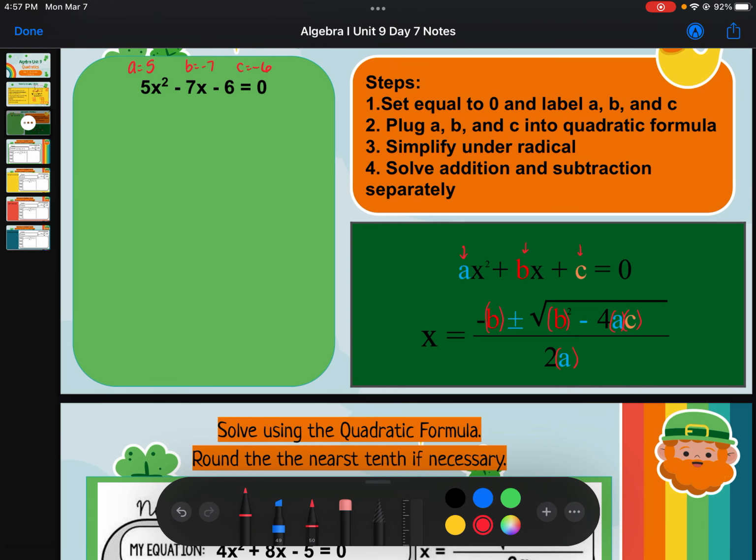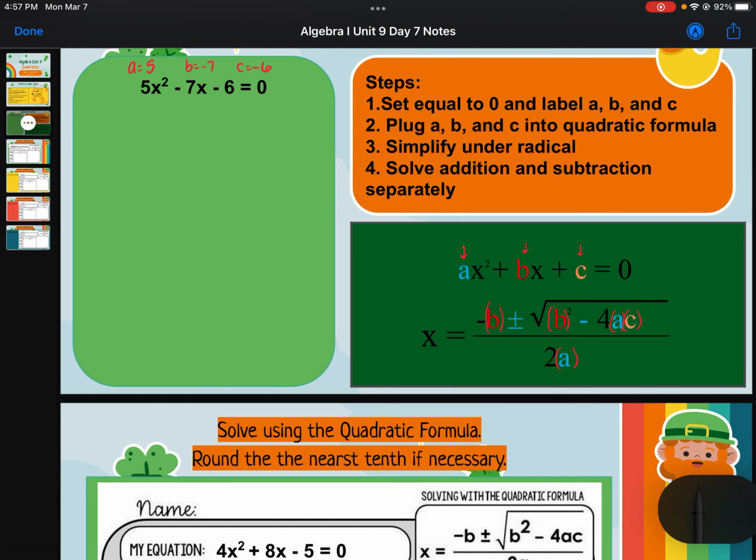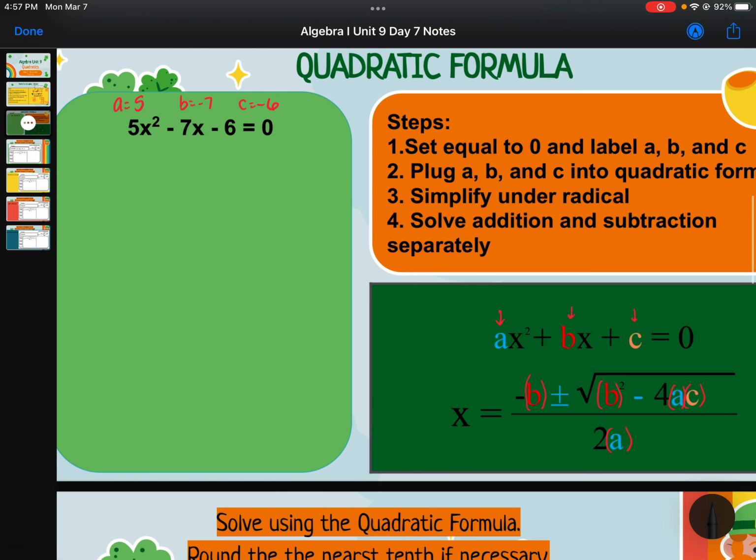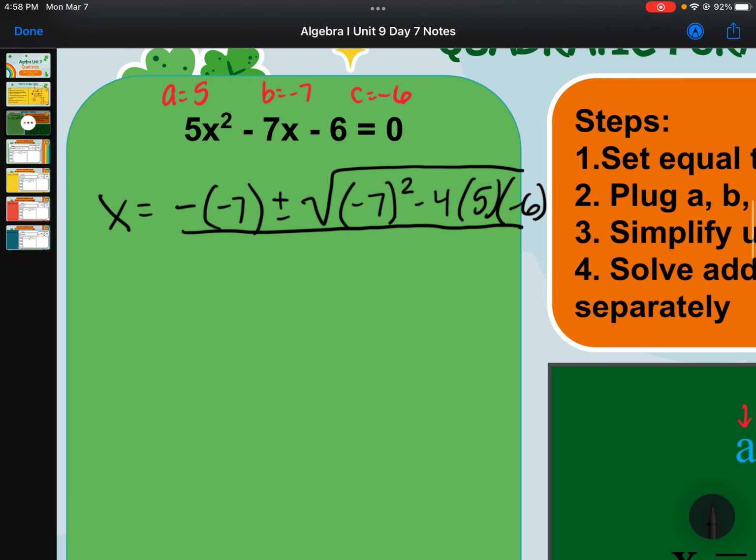So let's go ahead and over on our first example, let's solve using the quadratic formula. So I have x equals a big fraction. Negative, and then my b term. My b is -7. Plus or minus a big square root. My b term, -7, square that. Minus 4 times our a, which is 5, times our c, which is -6. I'm going to divide all of that by 2 times a, which is 5.